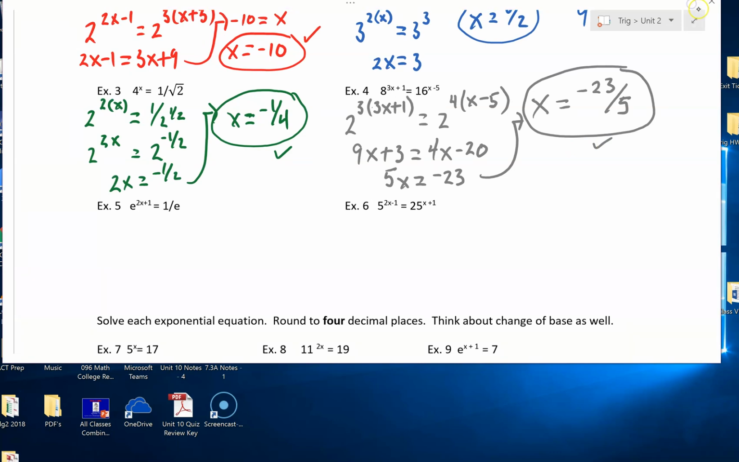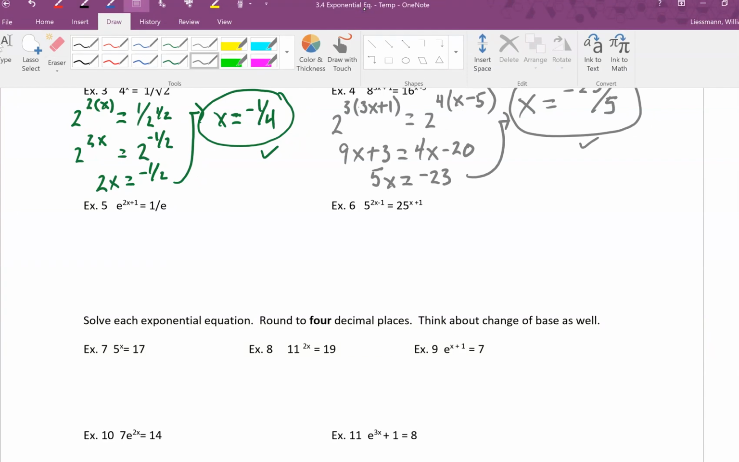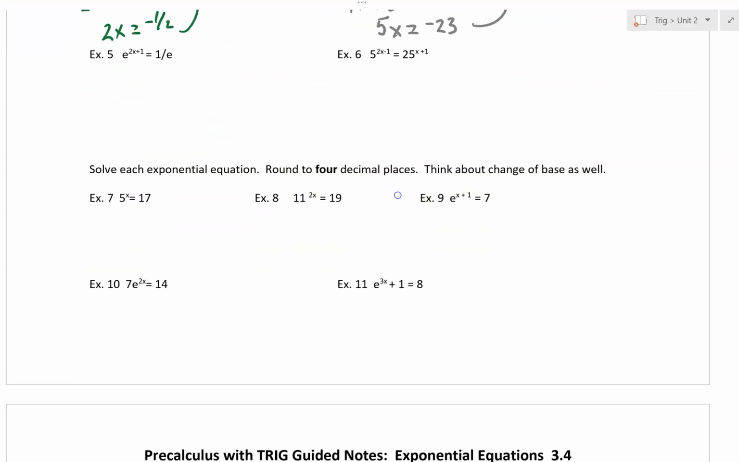The next one. Sorry, got to get this thing bigger again. The next one we have e to the 2x plus 1 is equal to 1 over e. Well, e is obviously the common base here. So we're going to say e to the negative 1. Now the bases are the same, so we say 2x plus 1 is equal to negative 1. Subtract, we get negative 2, and then x would equal negative 1.